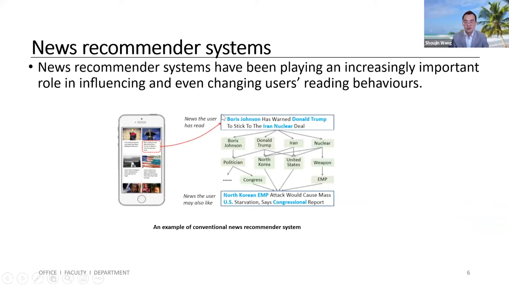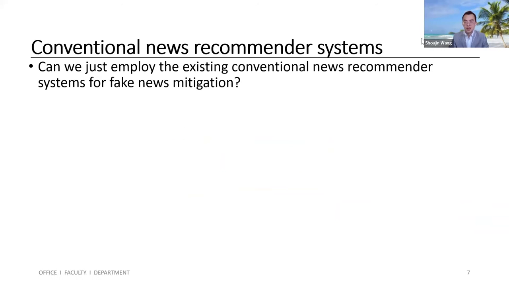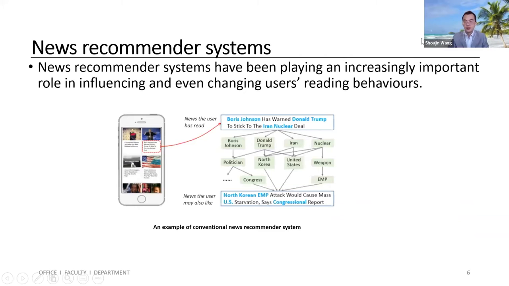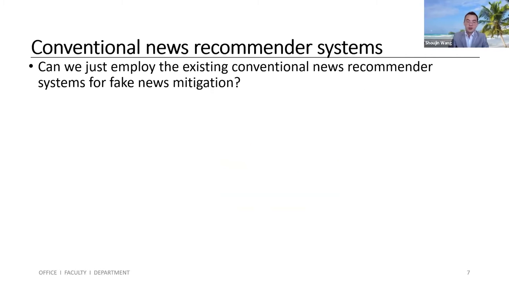News recommendation systems have been playing an increasingly important role in our daily life, and they can influence and even change users' reading behaviors. For example, we can open an app on our mobile phone, and the app can recommend us a lot of news. And when you see this, you may ask, can we simply employ the existing conventional news recommender system for fake news mitigation?